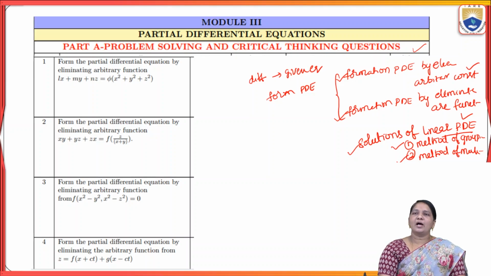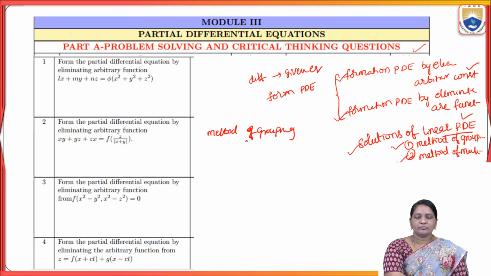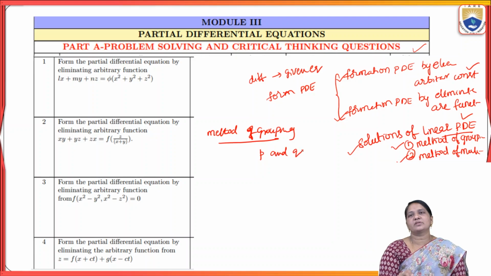In the solution, we have the method of grouping and the method of multipliers. First of all, what is the linear Lagrange's equation? What is the form of the linear PDE? In the equation we should have small p and small q, and no higher order partial derivatives. We should have only p and q, and the powers of small p and small q should be 1. Then we get the linear PDE.